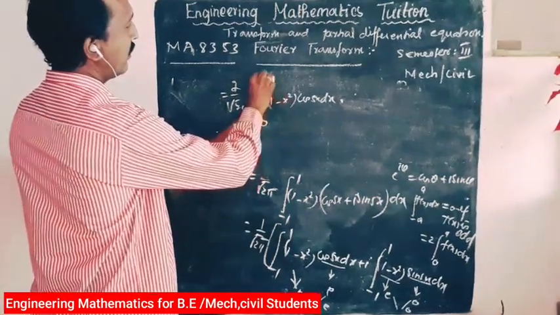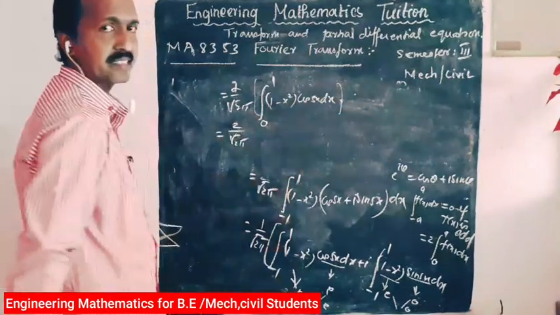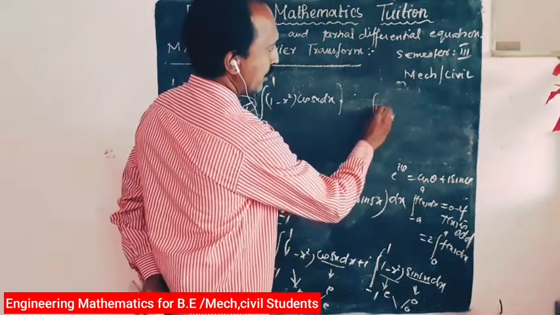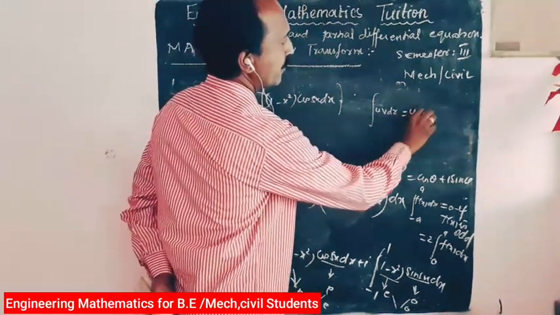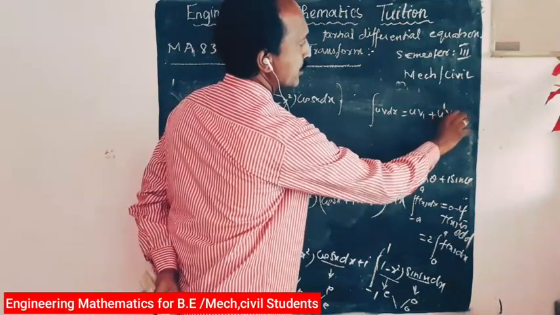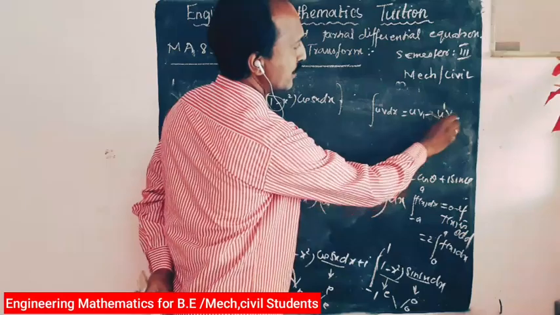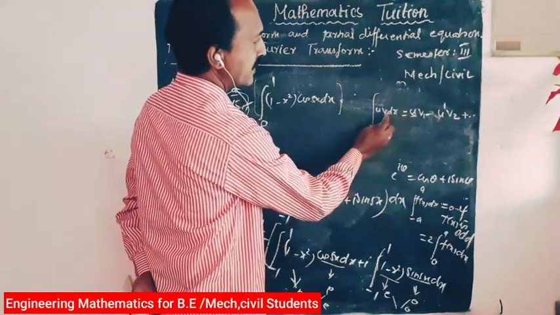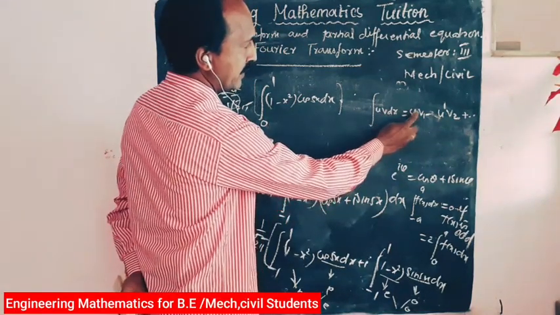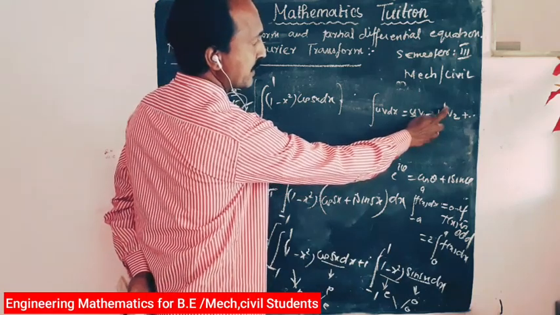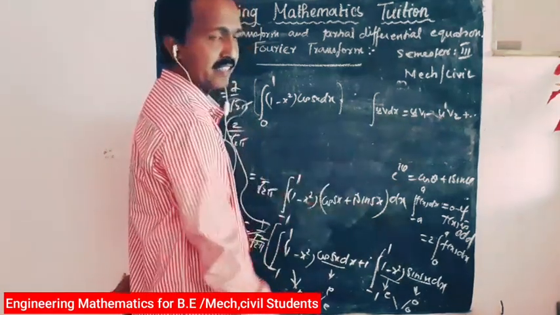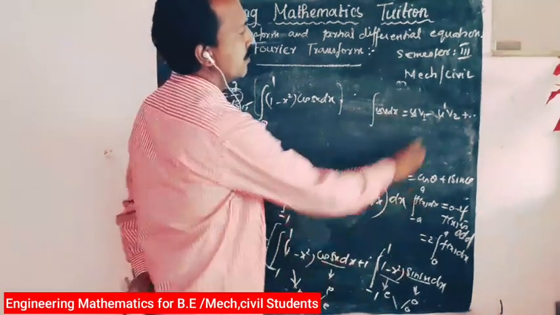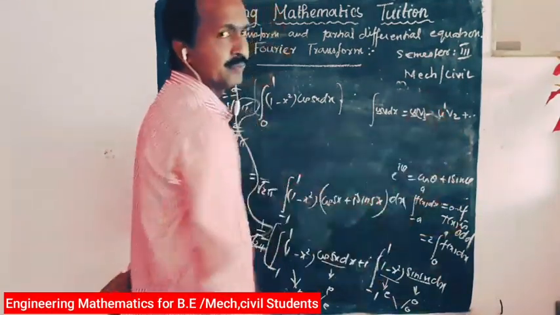Now, how to evaluate this integral? You apply Bernoulli's extension formula. The integral of uv dx is equal to u v1 minus u dash v2 plus u double dash v3 minus etc. Here u means the first term, v means the second term, u dash is the first derivative of u, v1 is the integral of v, and v2 is the integral of v1.